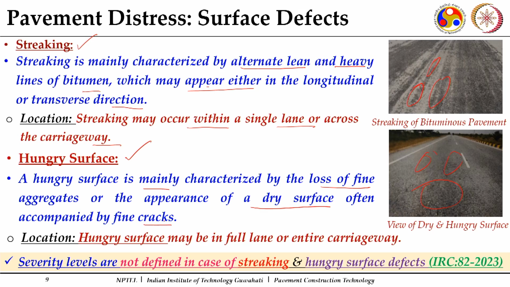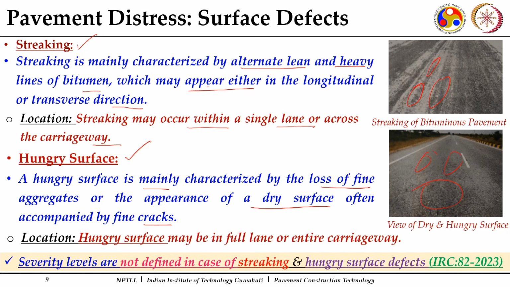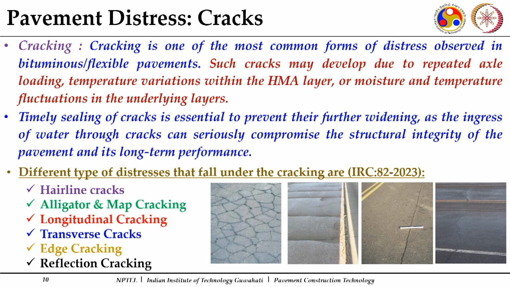Now, in these kinds of surfaces you can see some fine cracks also get developed, specifically in hungry surfaces, because the cohesion of this matrix is less. These hungry surfaces may be in a full lane or the entire carriageway. So, one particular lane may be affected or the entire carriageway may be affected by it. And for these hungry surfaces, there are as such no severity levels defined by IRC 82. Now, the other major defect which comes under distress is cracking.